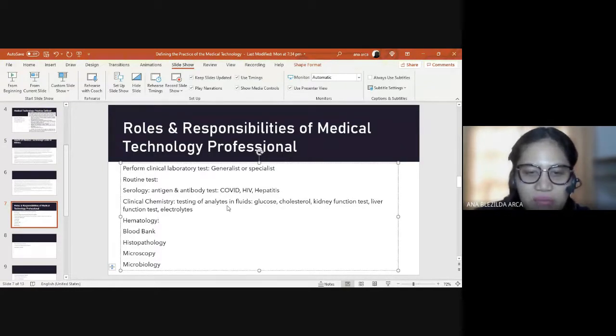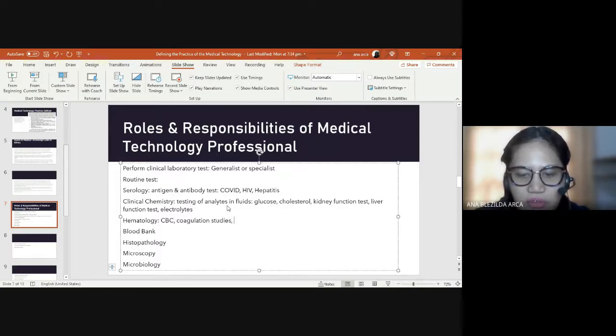Okay? Now, for the hematology, ang pinaka-routine dyan yung CBC or complete blood count. Pwede rin sila mag-test for coagulation studies. Okay? And also, abnormal cells. Abnormal cells na nakikita sa blood, tulad na lang ng mga cancer cells kapag meron kang leukemia. Okay? Pwede yon. And also, for blood bank naman, ang trabaho talaga dito is screening of blood units and compatibility testing.